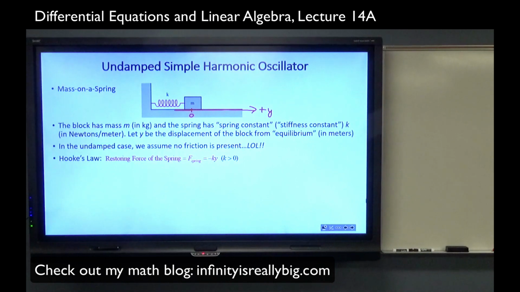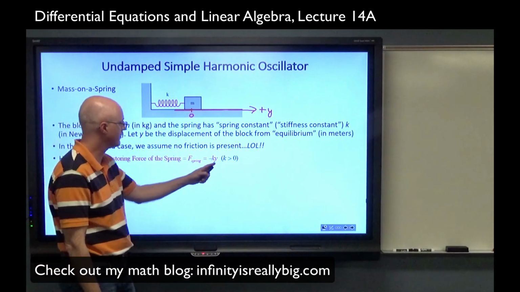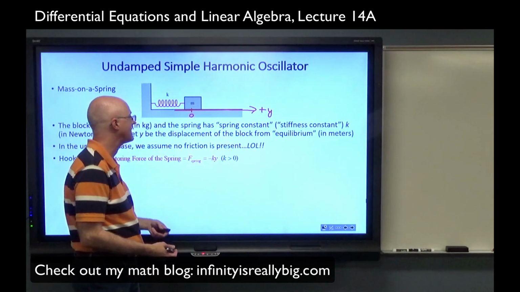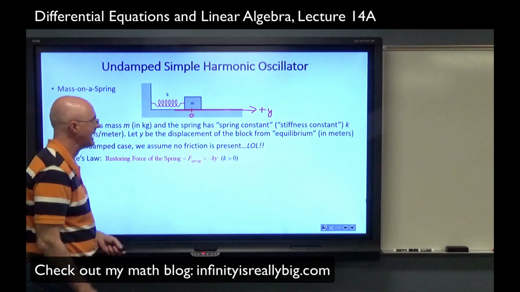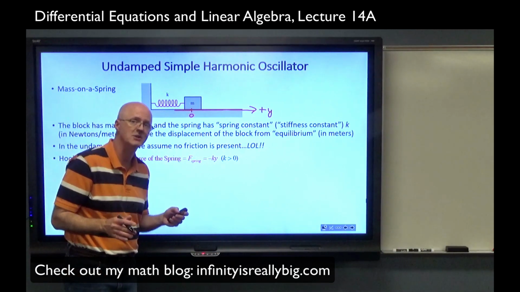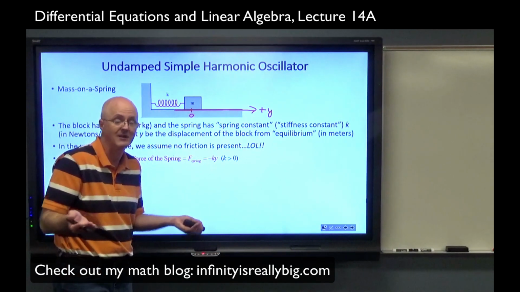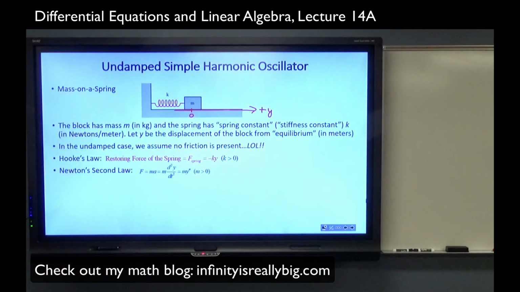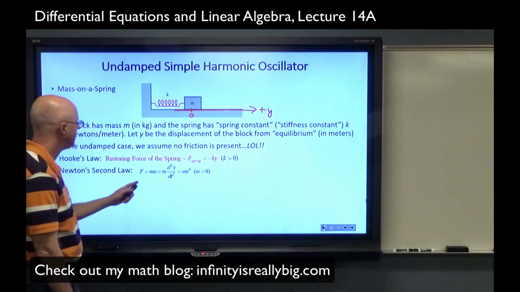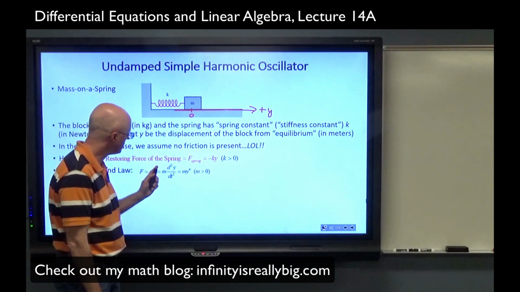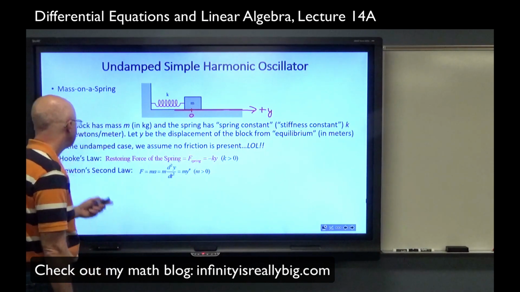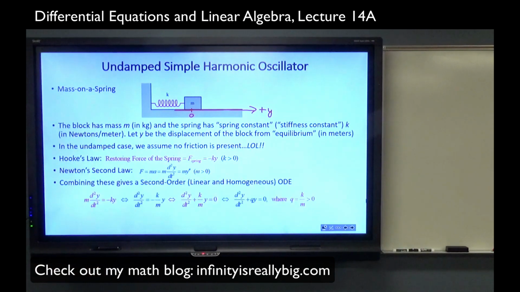Hooke's law is that the restoring force of the spring is proportional to the displacement y with a negative constant of proportionality. I talked about that in lecture 13a and why that made sense. I will re-emphasize that this is just an approximation. It's not necessarily a perfect model, but it really is the simplest model, and that's why we like it. Newton's second law says F equals ma. a, the acceleration of the block of wood back and forth, is the second derivative of the position with respect to time. You combine these two things and you get a second order linear and homogeneous ODE.